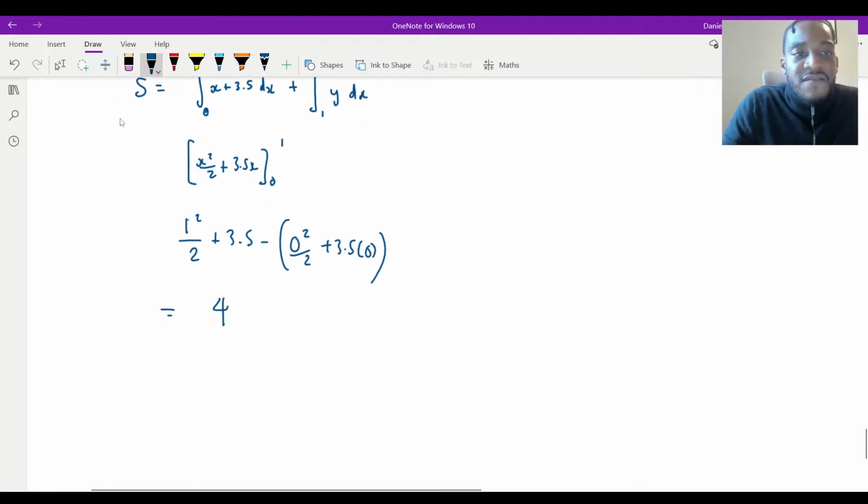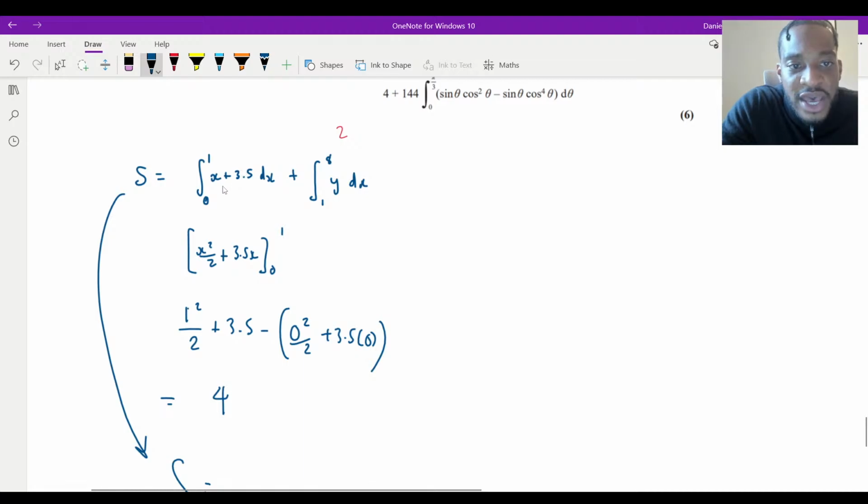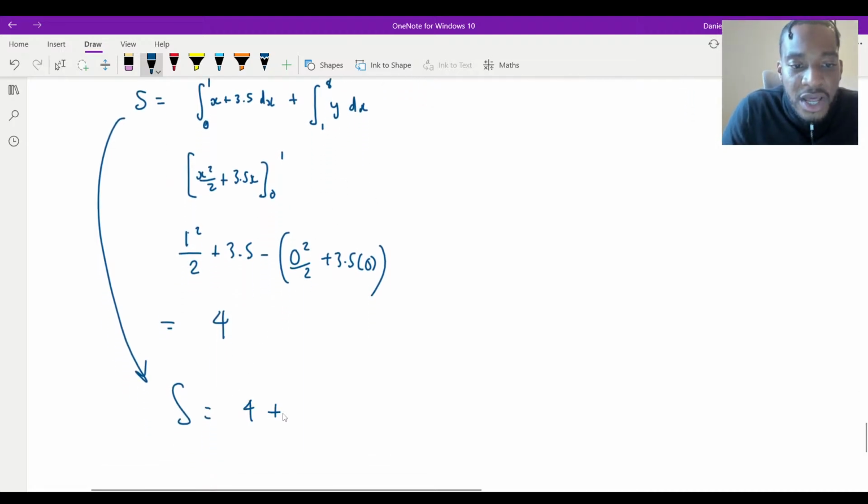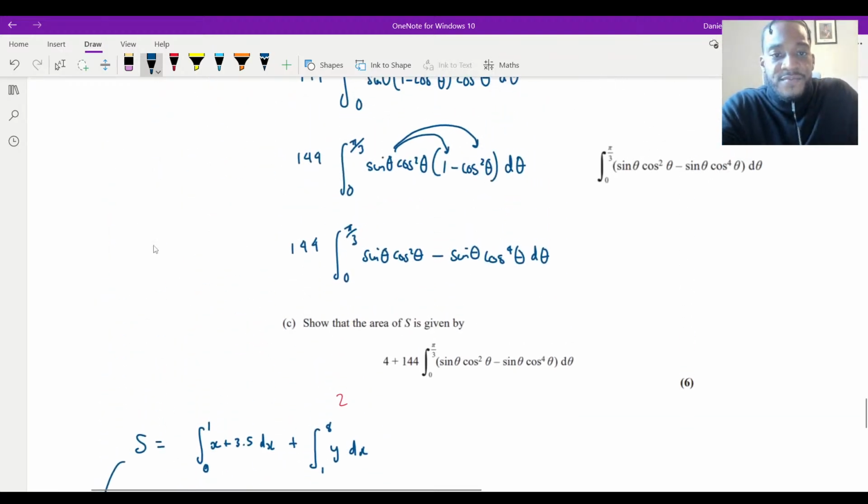So therefore, the answer for S is going to be equal to, remember we said, that integral there plus that one there, which we found parametrically. It's going to be 4 plus, and then I'm just going to copy all of that there. So we get it.